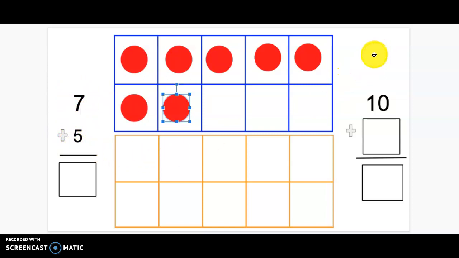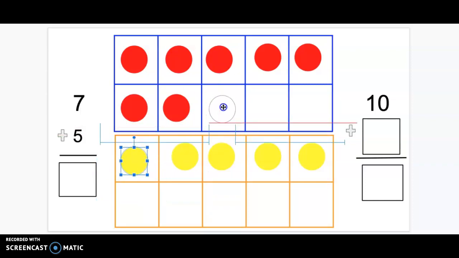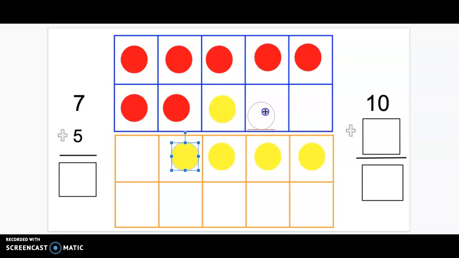We are going to use the bottom 10 frame and the yellow counters to represent the 5. Here's 1, 2, 3, 4, 5. Now, we know that we want to make 10 to help us add. We are going to take some of these yellow counters and put them up here to help us complete a 10. Here's 1, 2, 3.